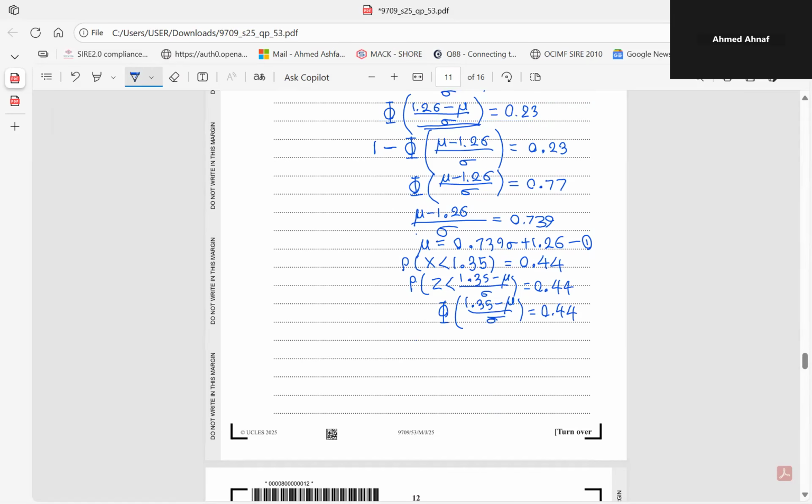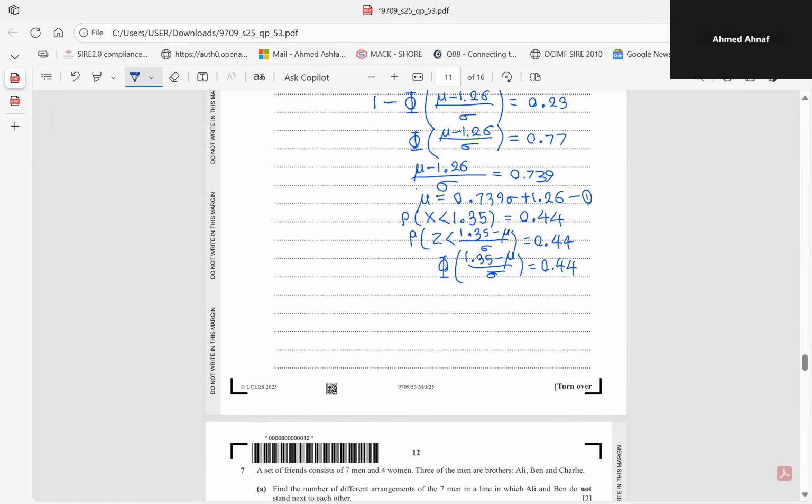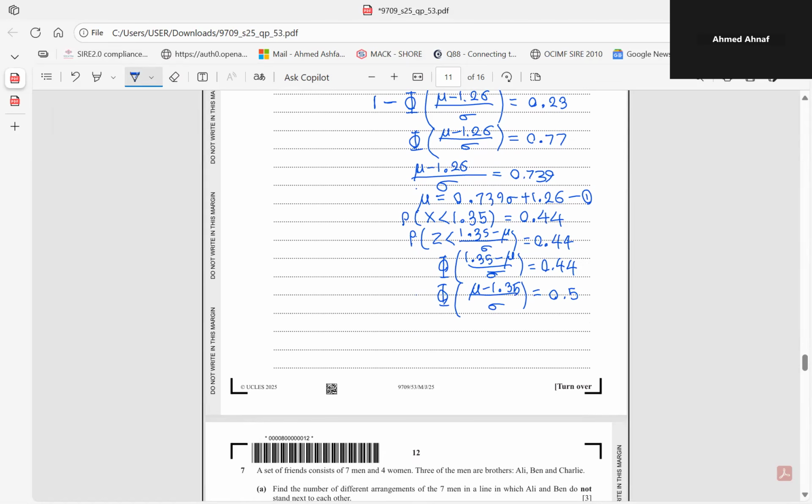So I'm not going to write this whole thing down again. I'm just going to straight away factor out the negative one from the probability, and you get 1 minus 0.44, which is 0.56.